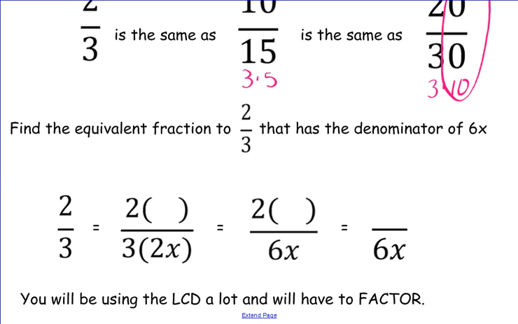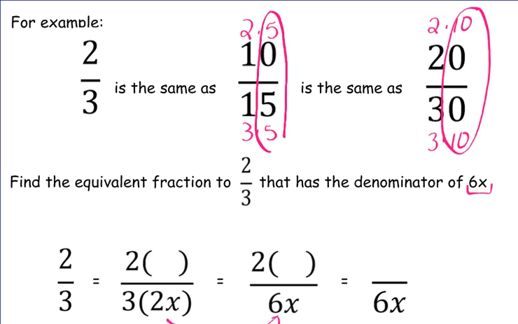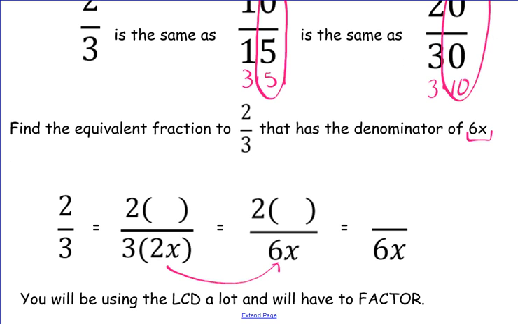Okay? So I want to find the equivalent fraction to 2/3 that has a denominator of 6x. Now, I need to ask the question, what do I multiply 3 by in order to turn it into 6x? Well, I'm going to multiply by 2x. And if you look back up here, remember I circled the 10 and the 5? This is a version of the magic number 1. It's a funny form of 1. Anything over itself is equal to 1, and when I multiply by 1, I'm not changing anything. So that's what I'm doing here.